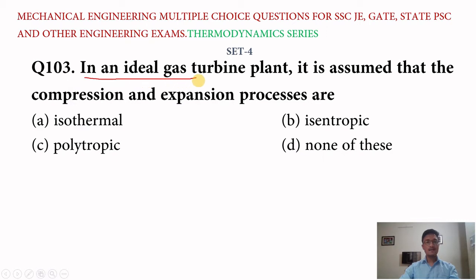In an ideal gas turbine plant, it is assumed that the compression and expansion processes are, we have four options: A, isothermal, option B isentropic, option C polytropic, and option D none of these. So the answer is isentropic.